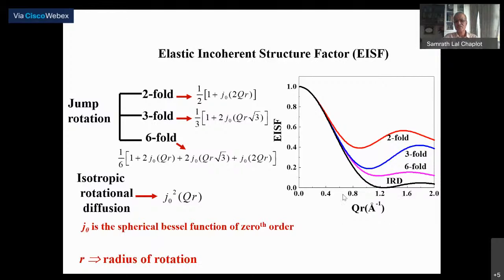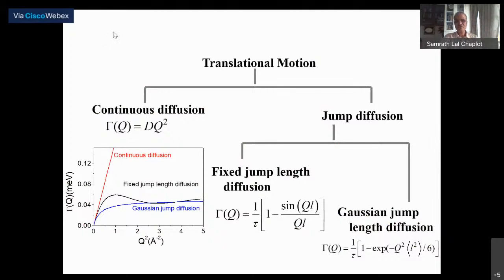So if you plot the experimental, fitted elastic incoherent structure factor, it's possible to identify what kind of jump rotational motion is involved. This is a very simple way of looking at it. One can do a more complex analysis involving a combination of these in different parts of the large molecule. So eventually one has to fit. The main idea is that your data may not have a lot of detail, but if you have a good model, then it is possible to identify which kind of model is the best one, and then one can interpret the results more effectively. So that was about rotational diffusion.